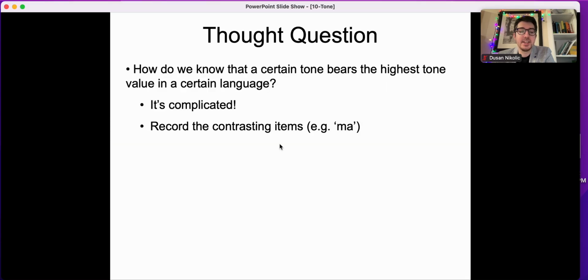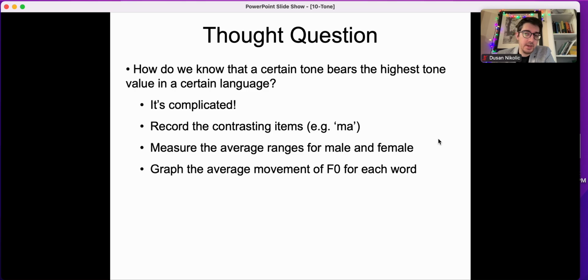So it's complicated. First, we record the contrasting items, and it's important to stress that these are contrasting items, such as ma, right? We also record lots of words, if we don't know the language, but you want the contrasting items because they express certain meaning, and there you can see the difference between the tones more clearly, right? Then we measure the average ranges for male and female speakers, of course. We graph the average movement of F0 for each word, and we compare.